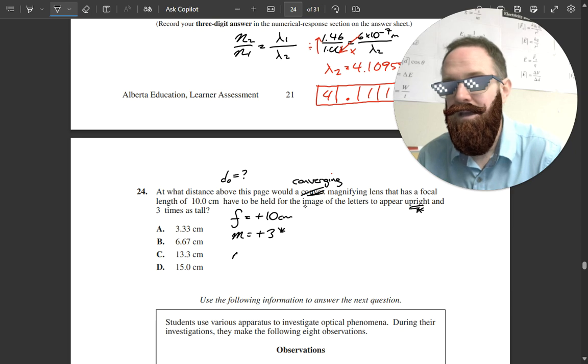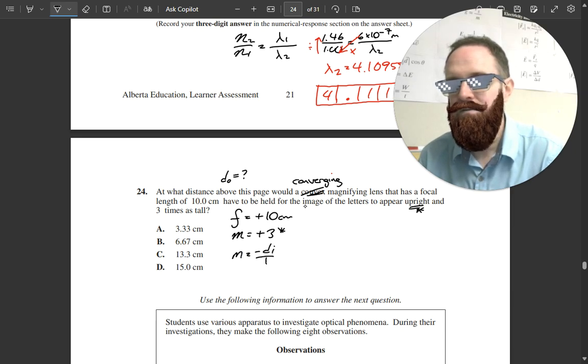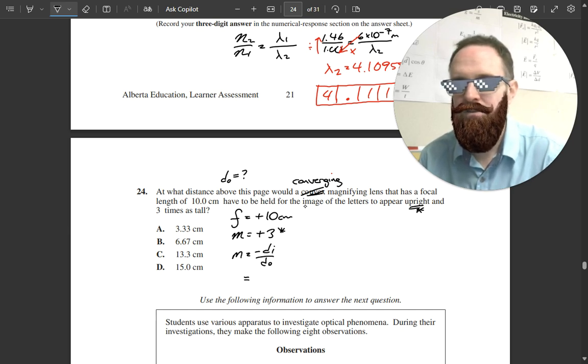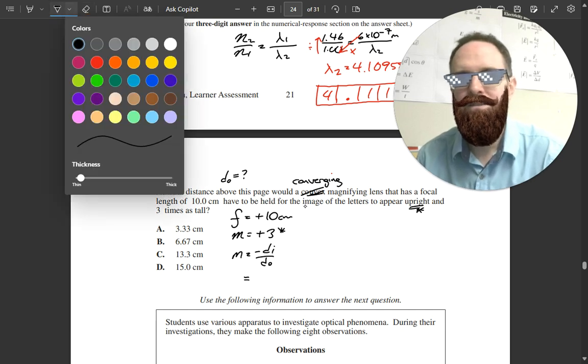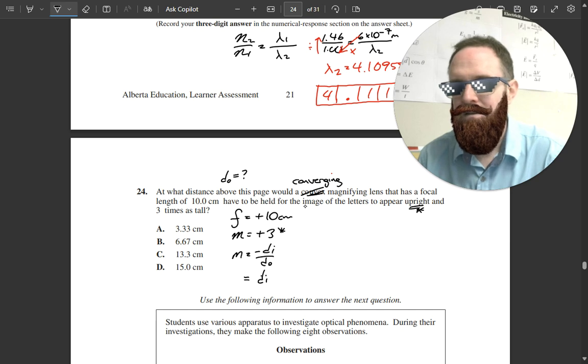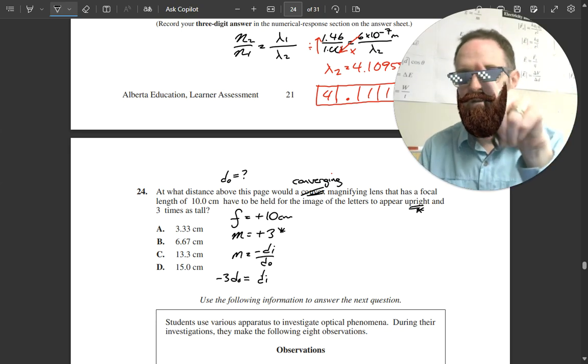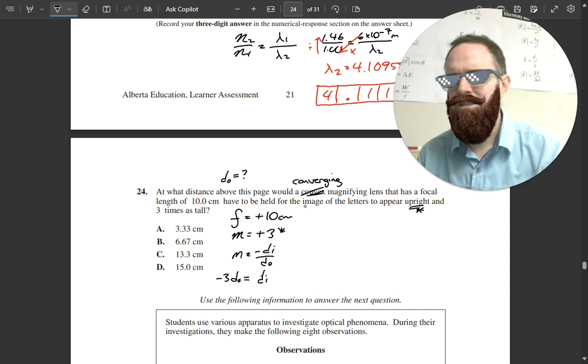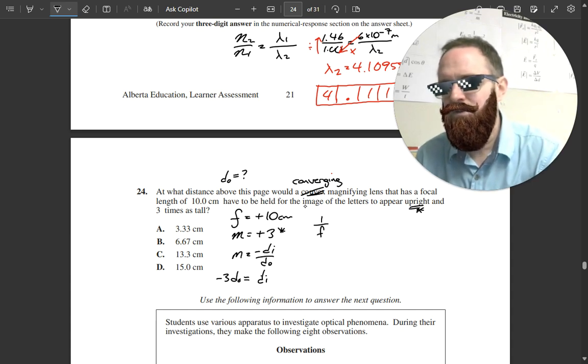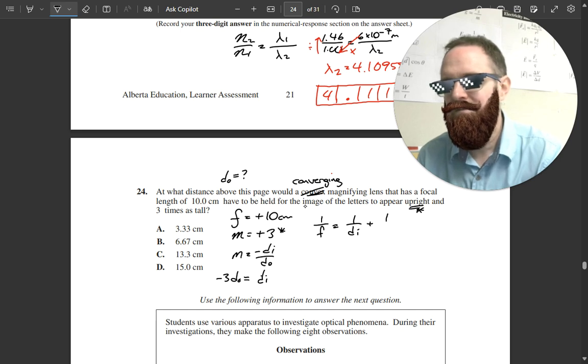So if I use this information, M is equal to negative DI over DO, I can say that using a system of equations, I leave the 3 on this side, negative DI. Oh, we're solving for DO, so that means I want to isolate for DI. So DI is equal to negative 3 DO. So that's what I know so far, right? Putting the 3 in there, times the DO up, move the negative to the other side. That's important because then I can put this into this formula here. It's kind of like a little system of equations.